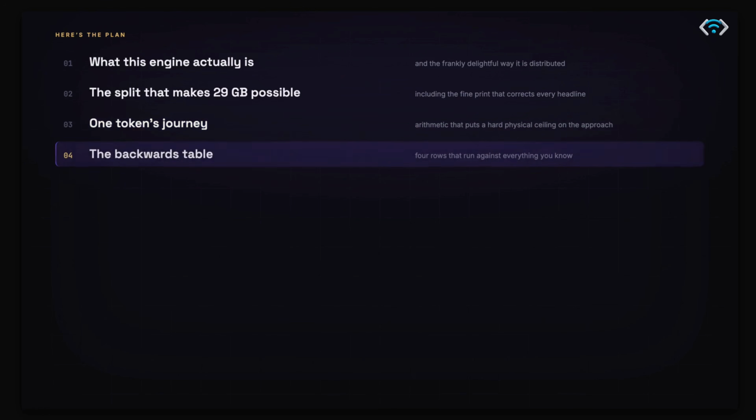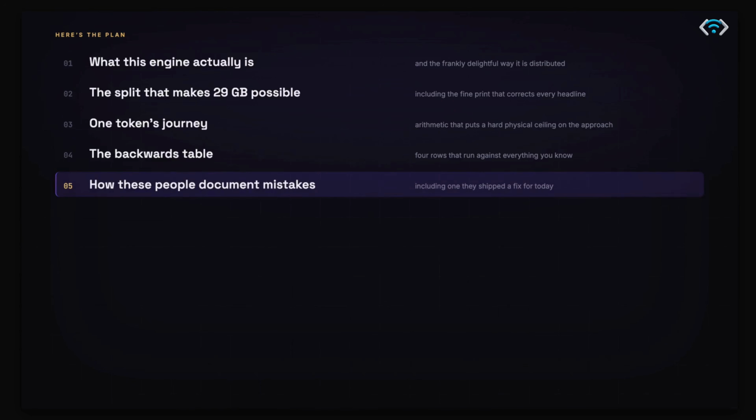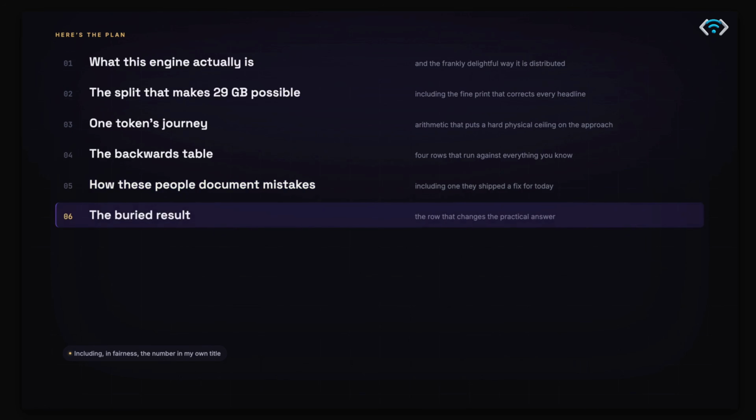Here's the plan. What this engine actually is, and the frankly delightful way it's distributed. The split that makes 29 gigabytes possible, including a sentence of fine print that corrects every headline about this project, including, in fairness, the number in my own title. Then 1 token's journey through the machine, with arithmetic I did myself that puts a hard physical ceiling on this whole approach. A ceiling no software update can move.